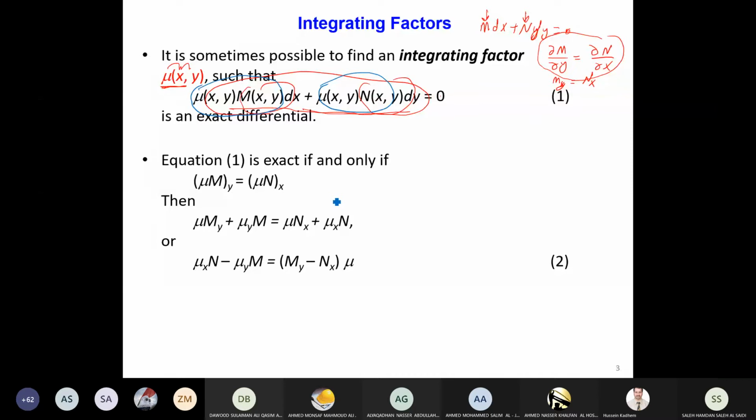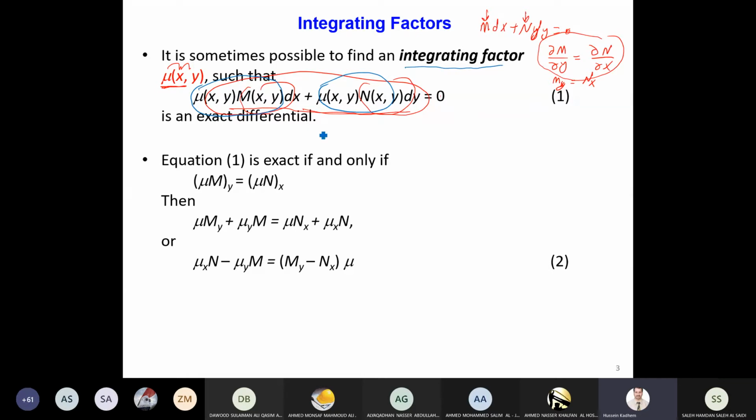Now this factor, we call it the integrating factor. An integrating factor simply is a factor we find to multiply the non-exact equation by, to convert it into an exact one, and then we solve it. Very simple and very straightforward. How can we find it?